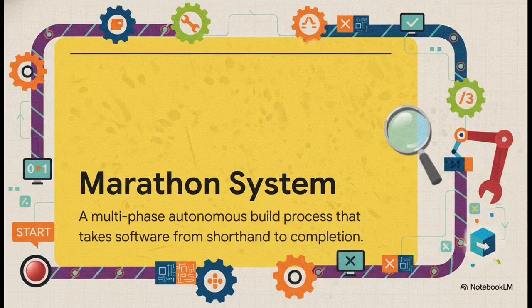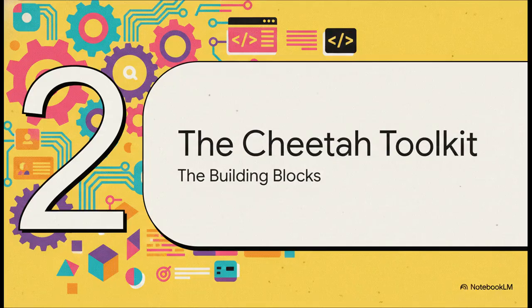The secret sauce here is something they call a marathon system. Honestly, the best way to picture it is like a fully automated car factory. You just hit the start button and it handles everything: the design, the building, the testing, all the quality checks, with zero human help until a complete, finished product rolls out at the other end. Okay, so what's actually inside this automated software factory? Let's take a look at the 3 main building blocks that make this whole marathon system work.